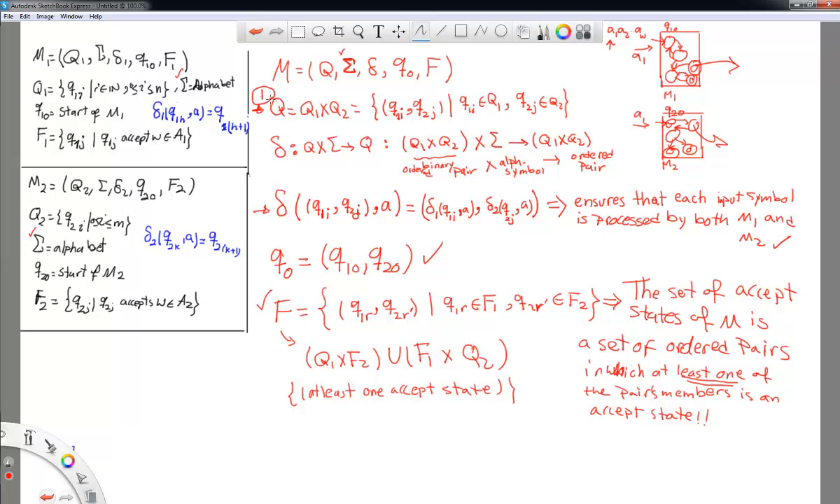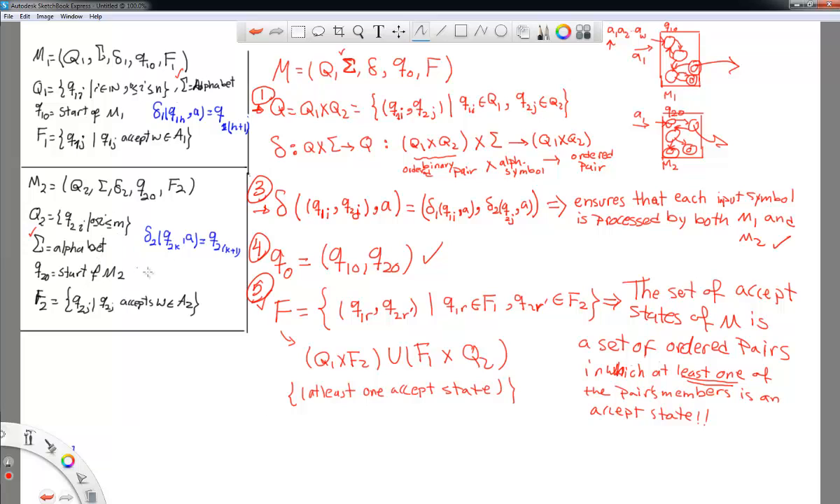So I created the Q to be the cross product of the states. I created the delta to be this transition table. I created the Q sub 0 to be the pair of the start state of the first machine and the start state of the second machine, and I created the final accept states to be sets of pairs of states from the first and second machine, such that either one of these states is an accept state in its own respective machine. Then I have my finite automaton that accepts any string that comes from the union of A sub 1 and A sub 2. Therefore, the union of A sub 1 and A sub 2 is regular.